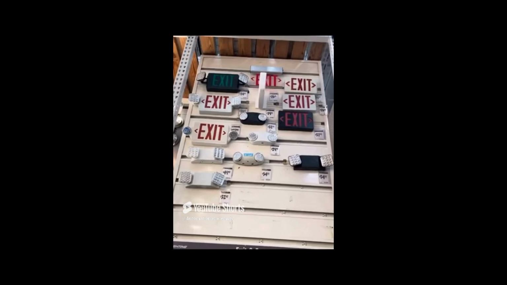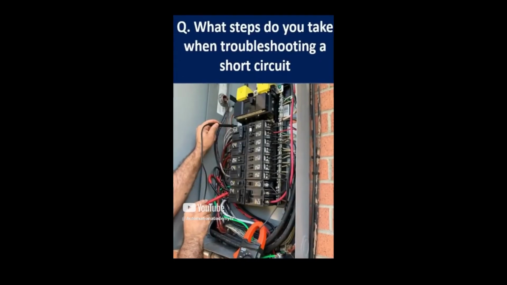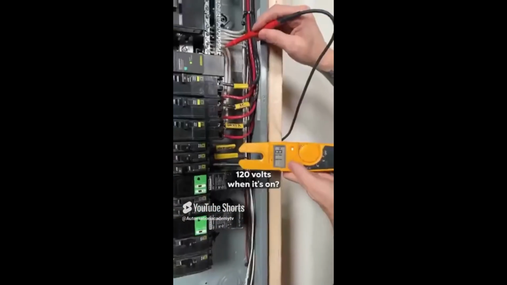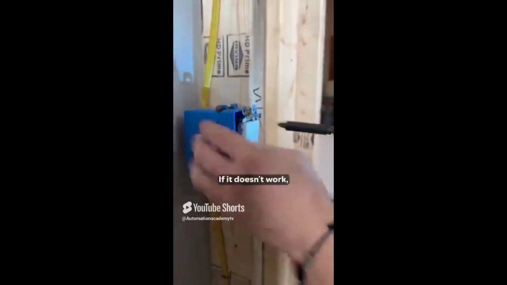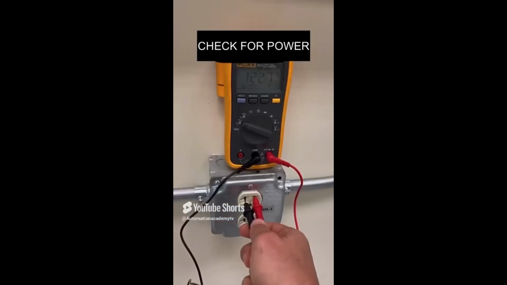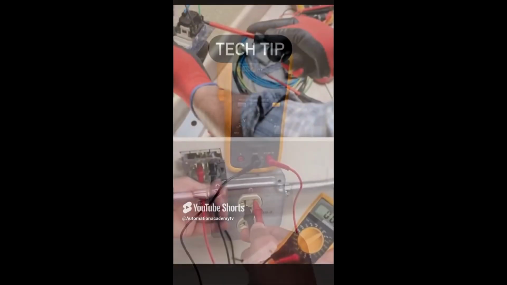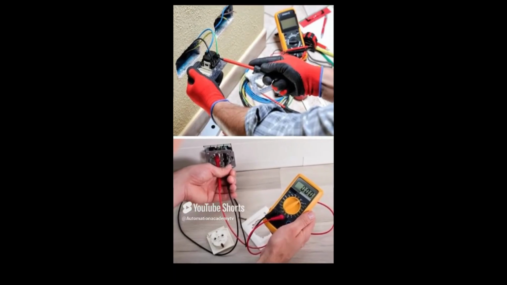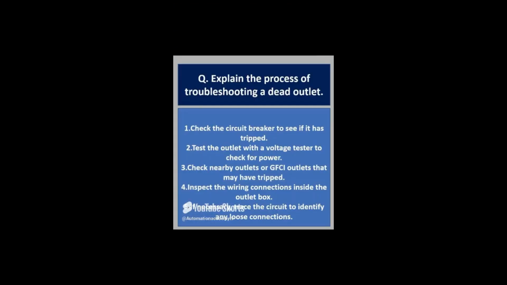Explain the process of troubleshooting of a dead outlet. Number 1. Check the circuit breaker to see if it is tripped. Number 2. Test the outlet with a voltmeter to check for power. Number 3. Check nearby outlets or GFCI outlets that may have tripped. Number 4. Inspect the wiring connections inside the outlet box. And number 5, if necessary, trace the circuit to identify any faults.